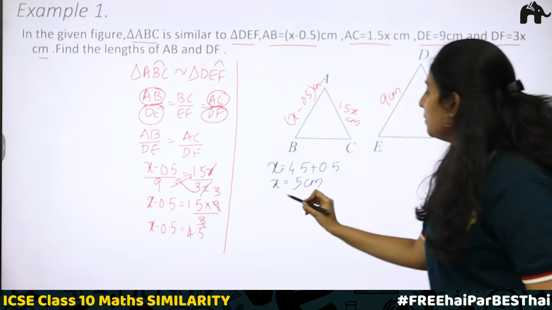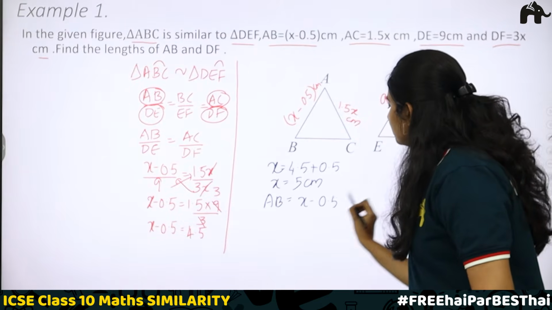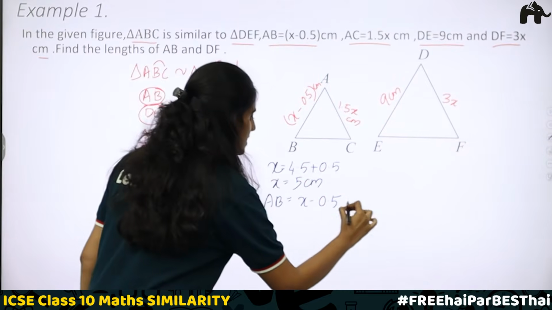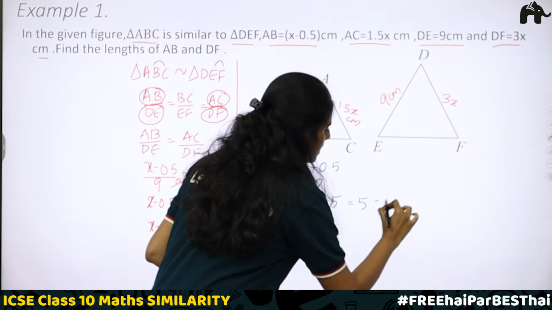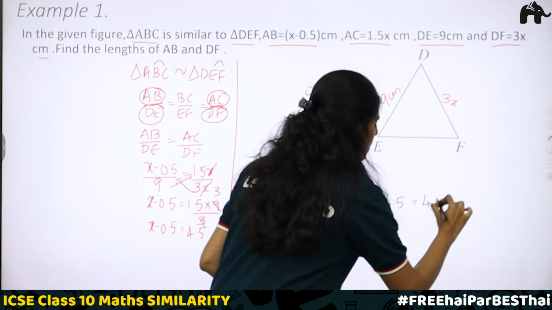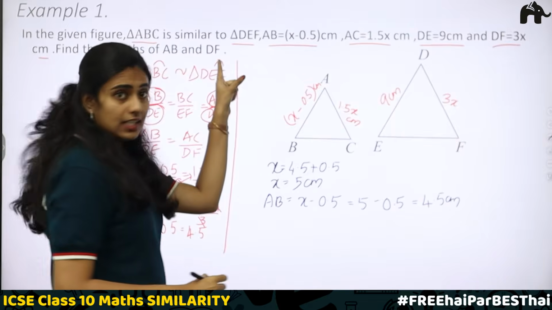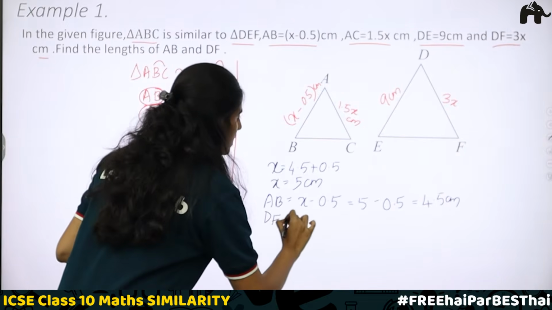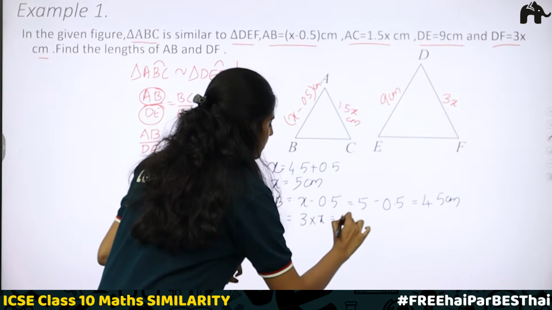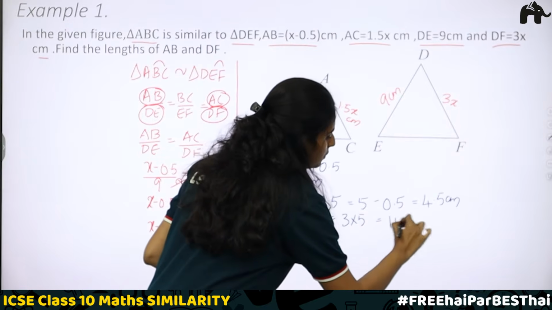Now how to find AB? AB is equal to x minus 0.5. We have to subtract 0.5 from the value of x. That is 5 minus 0.5, which is 4.5. 4.5 centimeter is the length of AB. Then we need to find DF. DF is equal to 3 times x. 3 into the value of x, which is 5. 3 into 5, 15 centimeter.